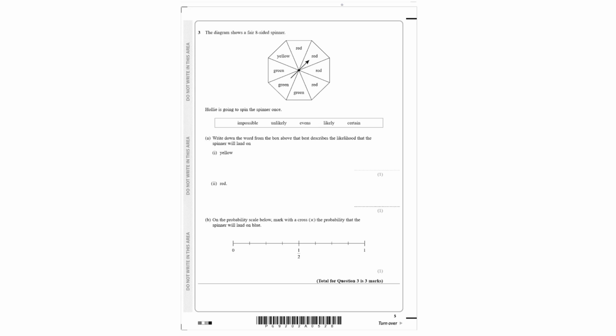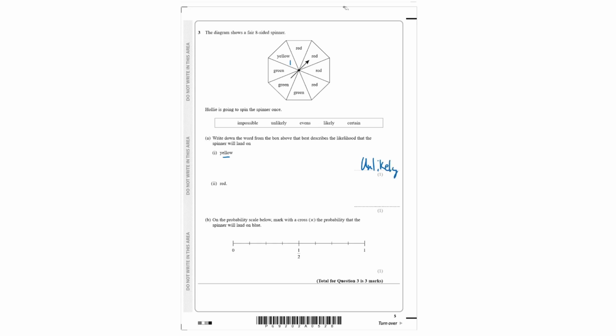Question 3. The diagram shows a fair 8-sided spinner. Holly is going to spin the spinner once. Write down the word from the box above that best describes the likelihood that the spinner will land on yellow. We can see that yellow only happens once as opposed to the 8 sides. So this is unlikely.